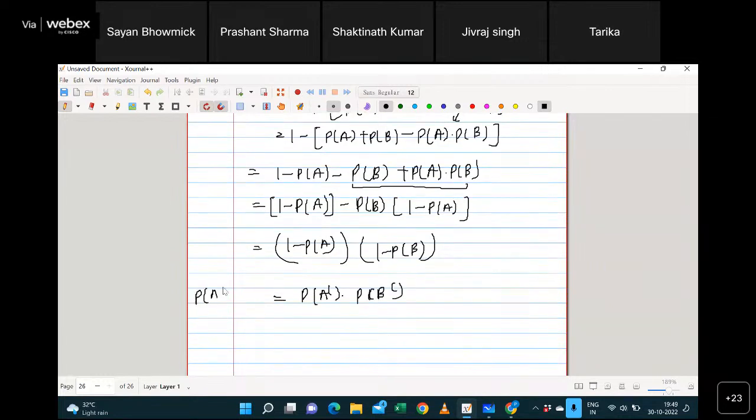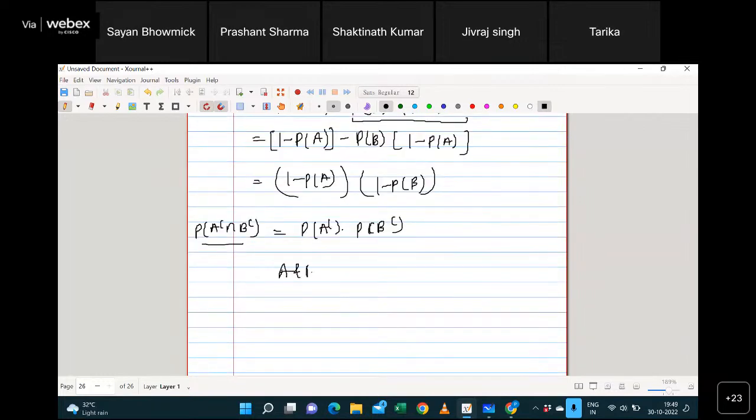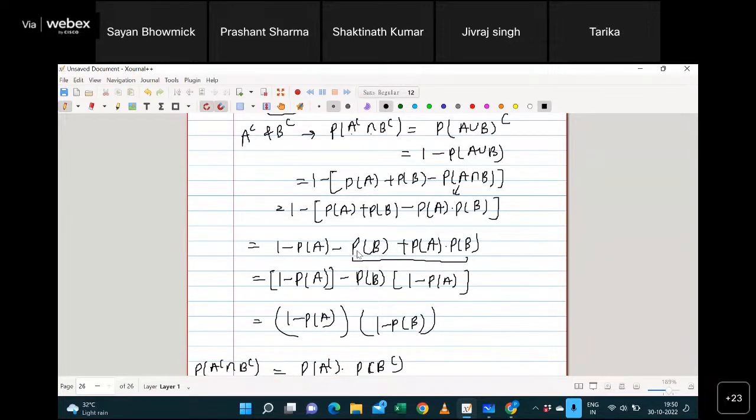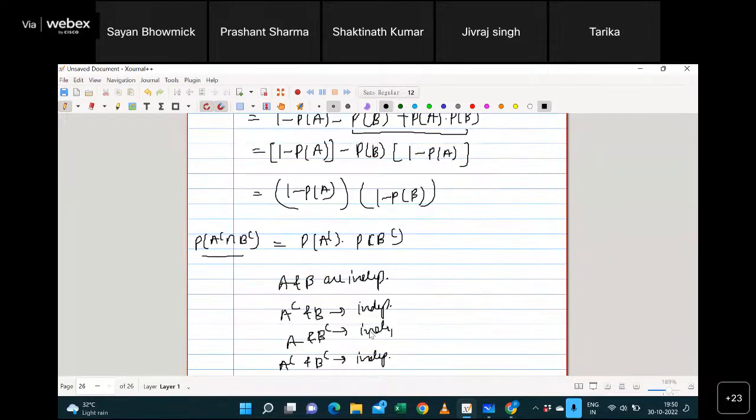That means these two are independent. Suppose I'm saying if A and B are independent, it is given to us. That means A complement and B are independent, A and B complement will be independent, and A complement and B complement will also be independent. You just have to put the value here.